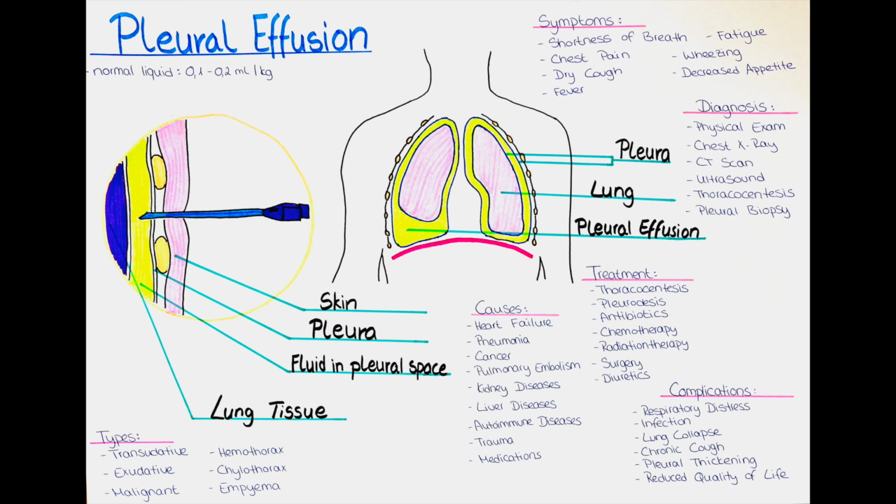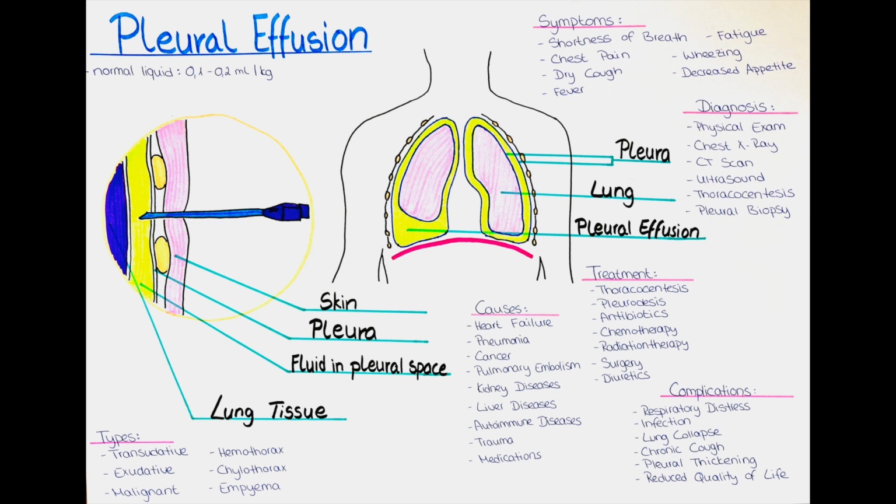The fifth type is empyema. This is a type of exudative pleural effusion that is caused by a bacterial infection in the pleural space. The fluid that accumulates is often pus-like in appearance. And the last type is malignant pleural effusion.